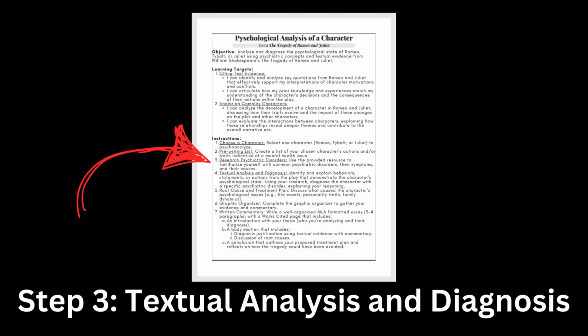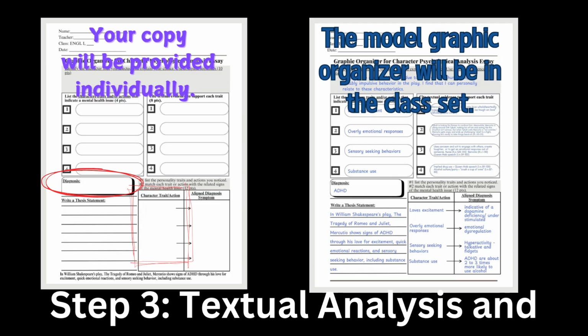Step 3. Textual analysis and diagnosis. Using the evidence from the play and the psychiatric guide, you will officially diagnose your character. Be specific. Don't just say they're stressed or sad. Instead, connect their behaviors to a real disorder, like depression, ADHD, or PTSD, and explain why that diagnosis fits.